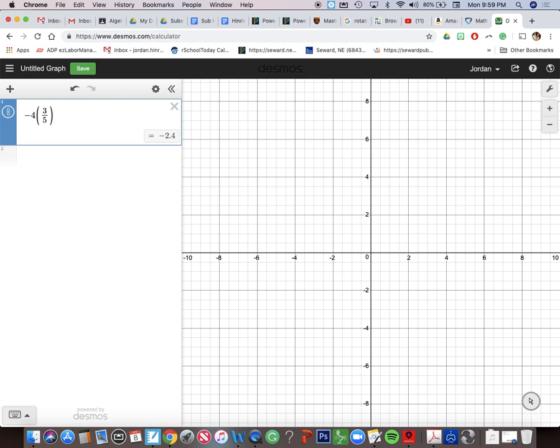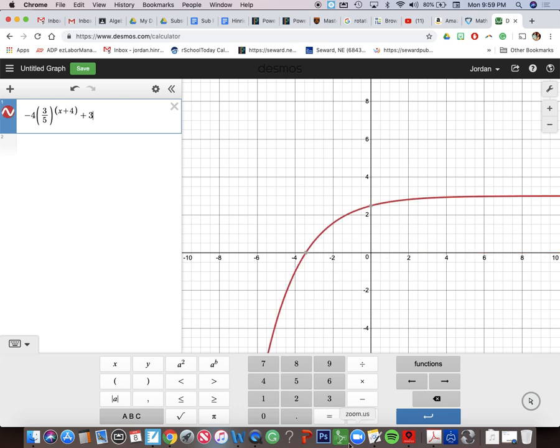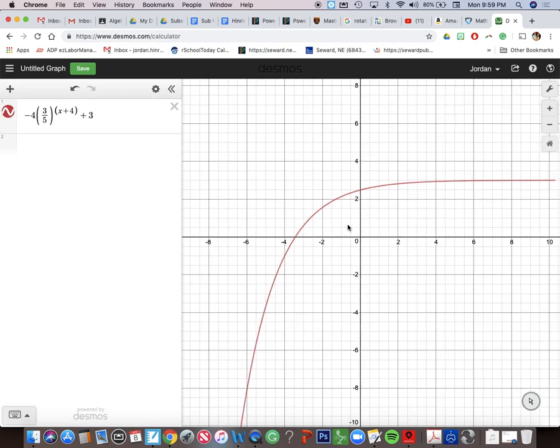And now we have an exponent of x plus 4. So we have to go down to our little keyboard here, press the exponent button, and we do x plus 4. Oops. It looks like it's not letting me do that, so we're going to have to put that exponent in parentheses, like that. I told some of you guys that we had to do that yesterday in order for it to work. And then we'll do plus 3.